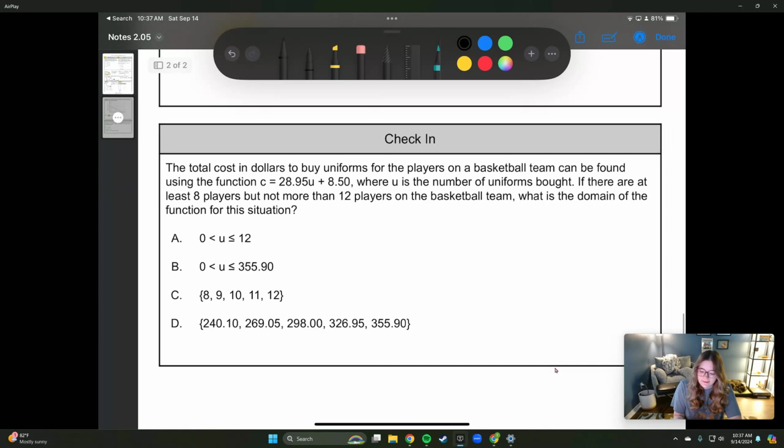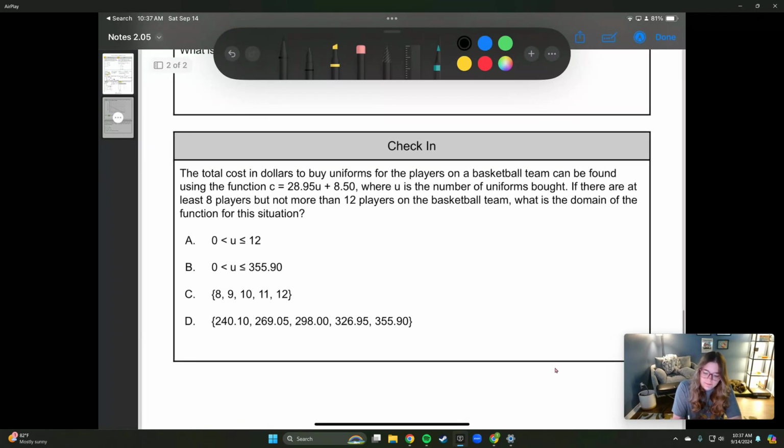Okay, and then last, this is a check-in. I want you to try your best on this one. Remember, you can use the Desmos. I will be putting your notes in the grade book this week. Make sure you're getting these taken care of.